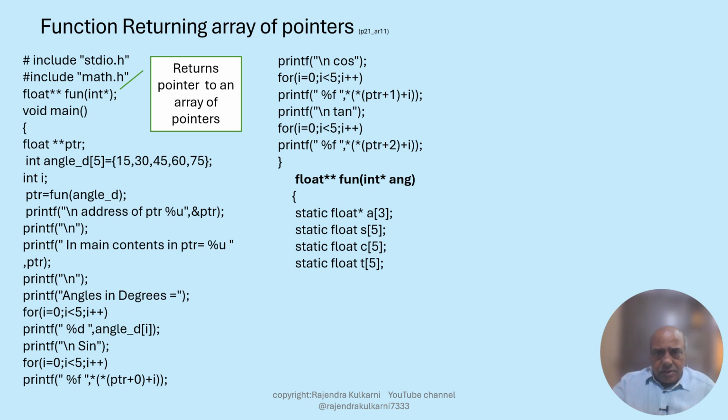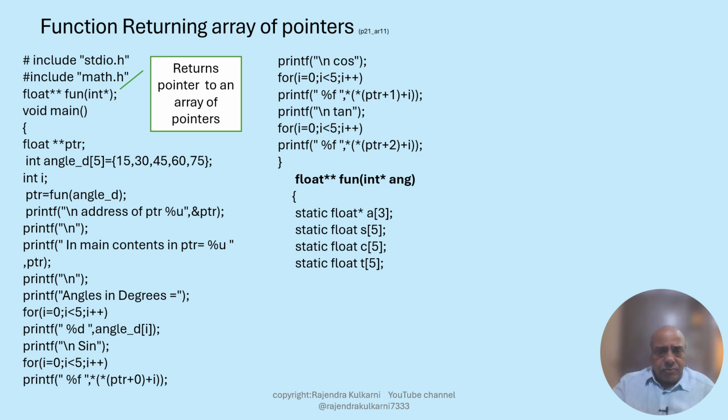So float star star fun into the bracket int star ang. This is the int pointer named ang, and the address of the array angle_d is being passed to this function, and this ang pointer will collect that address.